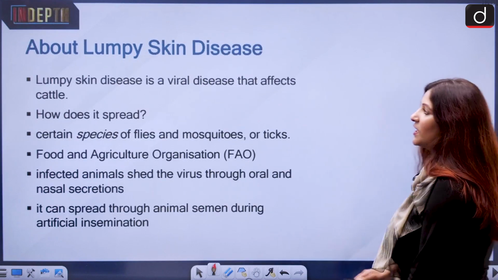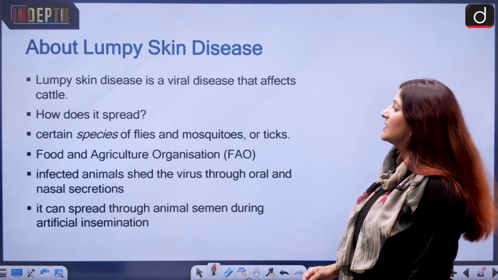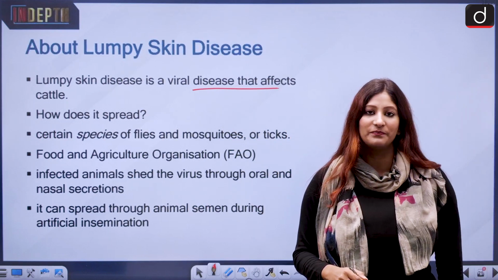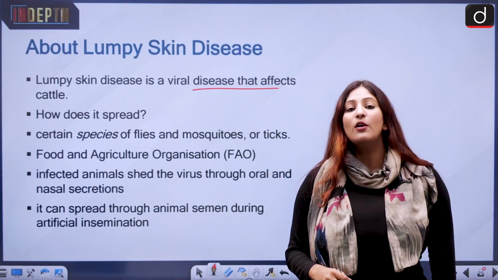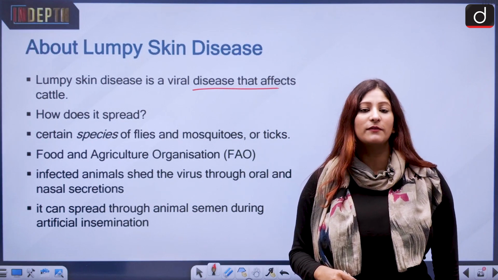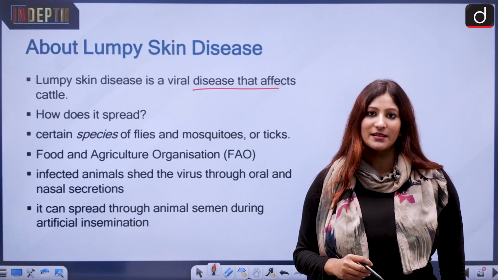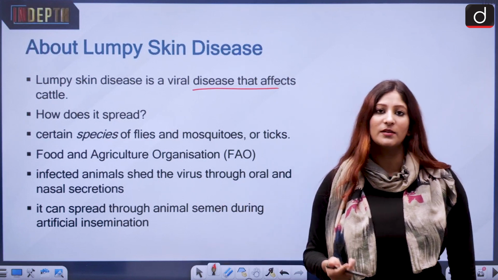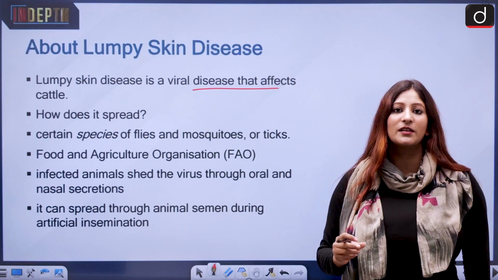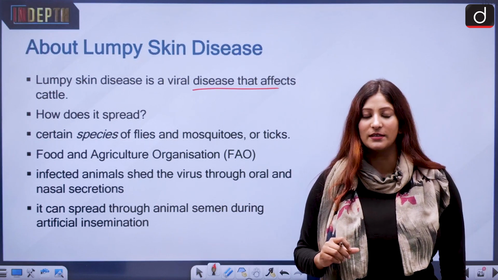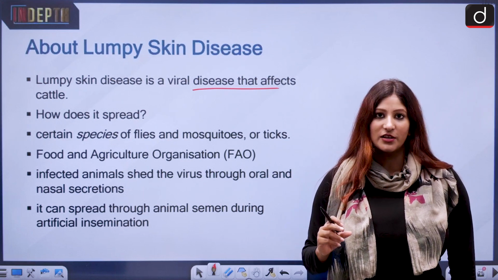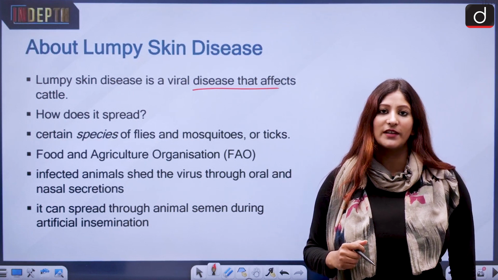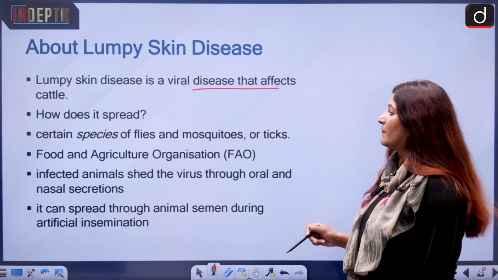Moving ahead with lumpy skin disease. Lumpy skin disease is a viral disease that affects the cattle. Why is it called lumpy? Because of the enlargement of lymph nodules which are present in cows, like any other animal or even humans. These are bean-shaped parts of the immune system. When they get enlarged, they might become lumpy in nature because of that enlargement. So that is why lumpy skin disease.